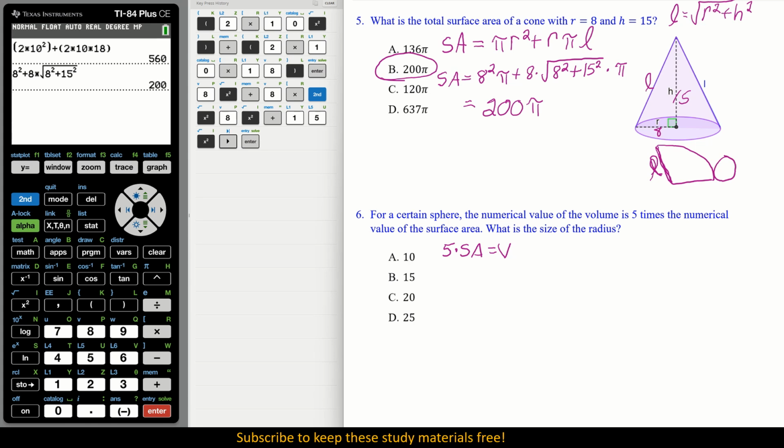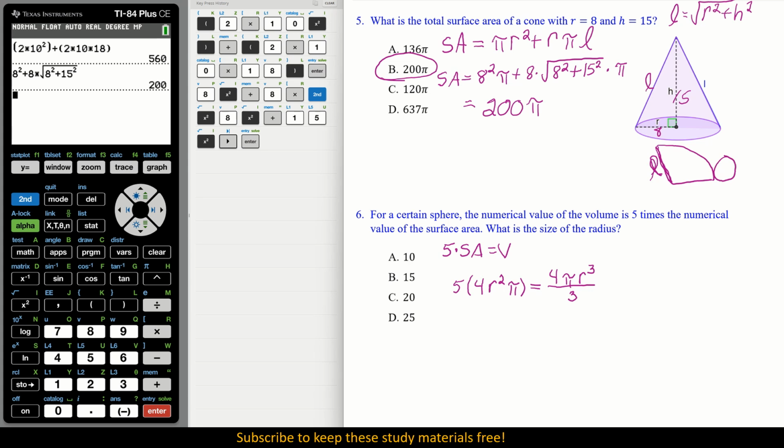Okay. All right. So we have 5 times, okay, surface area of a sphere is 4 pi r squared, and that is all equal to 4 pi r to the third all over 3. Okay, yeah, that's it. Okay, so what do we need to do? Well, go through the motions and solve for r. And it actually turns out being pretty simple. Okay, and it'll make sense.